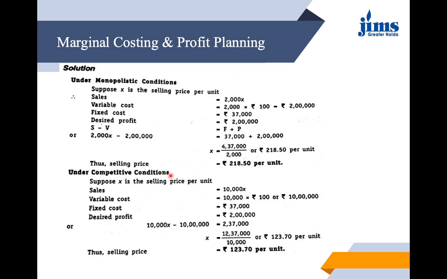Under competitive conditions, it would change a bit. Here also we'll assume X as the selling price per unit. Sales would be 10,000 into X. Then variable cost would be 10,000 into 100, or you can say 10 lakh. Fixed cost is 37,000, same. Desired profit is 2 lakh. So here also you can put the values in the equation and find out the value of X, which is coming out as 123 rupees 70 paisa per unit.